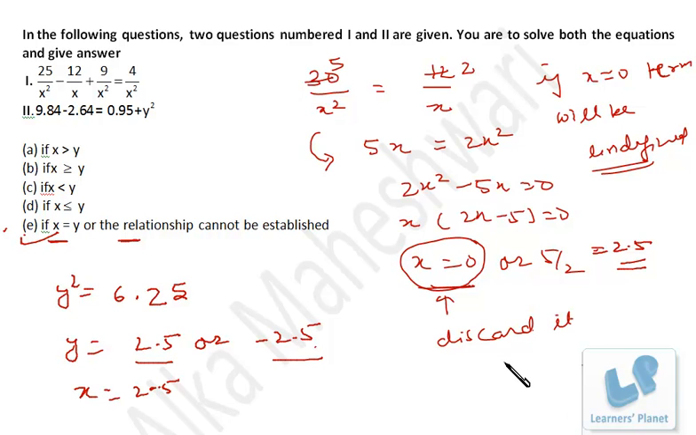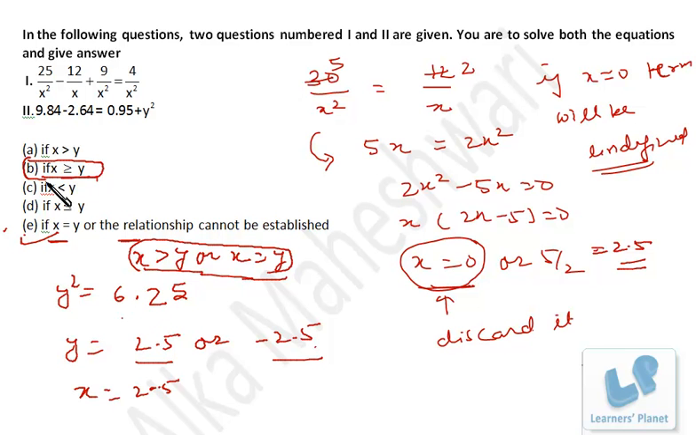Now friends, the next query arises over here: if we are discarding the value of x as 0, then we are left with the single value of x, that is 2.5, right? So whether y is 2.5 or minus 2.5, x is constant at 2.5. That means either x is equal to y or x is greater than y, right? So x is greater than or equal to y. This option we also have as option B, that is x is greater than or equal to y. So finally, I'll be accepting x is greater than or equal to y as the correct option.